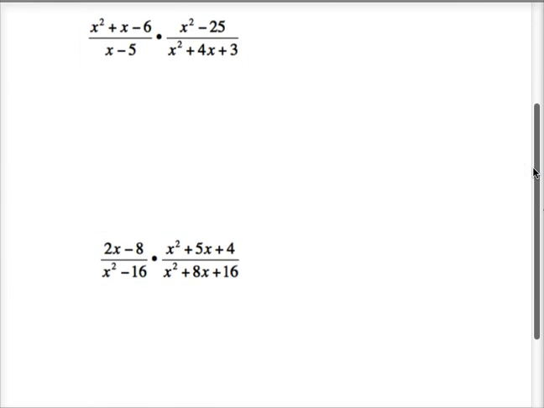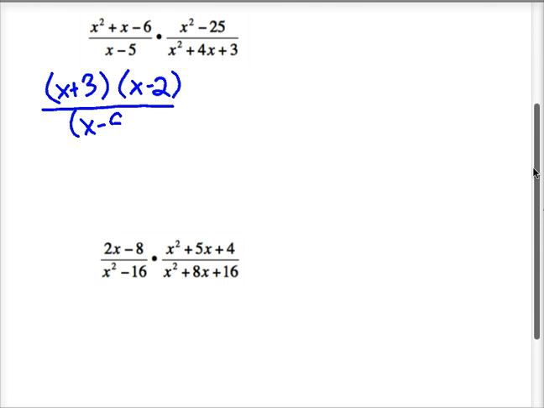So again, first step, I need to factor absolutely everything in here. So I'm just going to start in that top quadrant. The x squared plus x minus 6. That's going to be an x plus 3, x minus 2. That x minus 4 on the bottom can't really factor, so I'm just going to leave it.